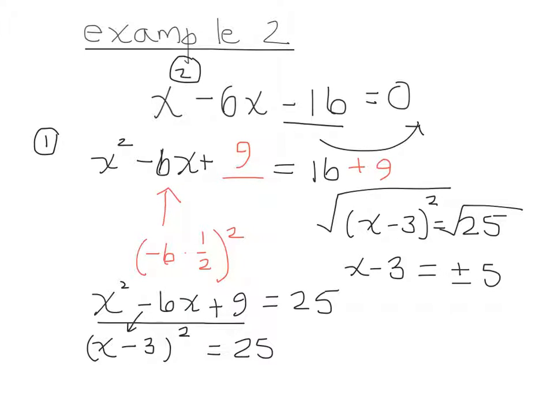So finally, we want to solve these two equations. We have x minus 3 is equal to +5, and we have x minus 3 is equal to -5. So to solve, we add 3 to both sides, and one solution is that x equals 8. The other solution, when we add 3 to both sides, is that x equals -2.